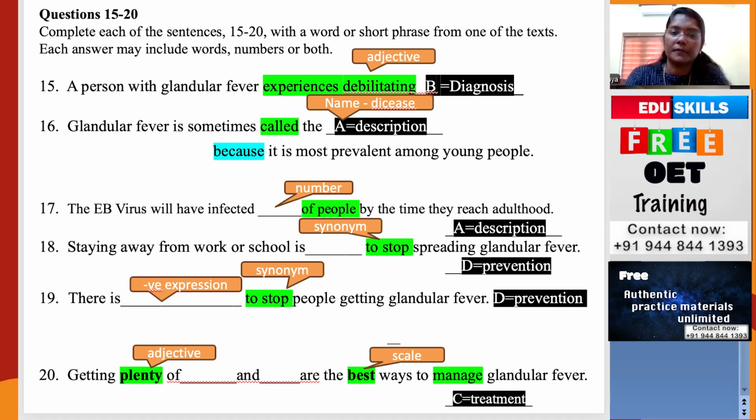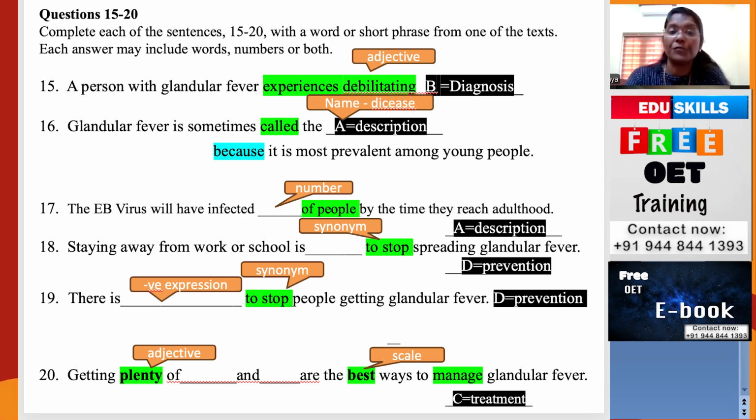Then the hedging word of the eighth question: what does the EBV stand for? Where is the EBV in these four texts? Just mention that text only. The ninth question is: which lymph glands are most likely to be swollen if a person has glandular fever? Where will that be? Signs and symptoms, from these four texts.